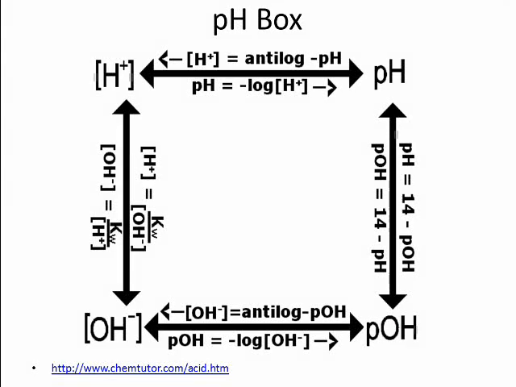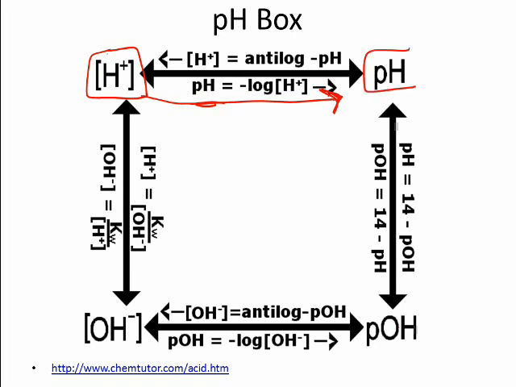This is a pH box, so we can calculate pH or concentration using this pH box. If we start off with the concentration, we can calculate what the pH is by going this way. So the pH is just the minus log of the concentration of the hydrogen ions.